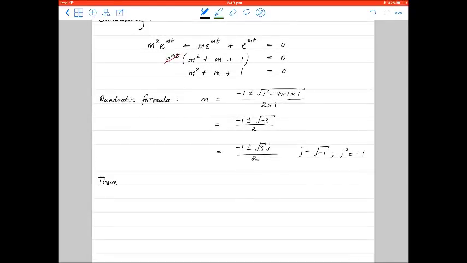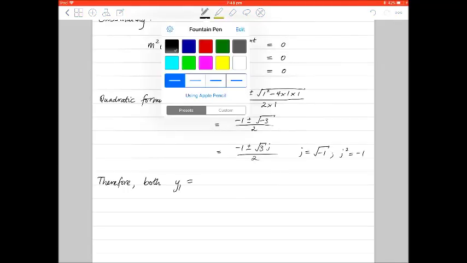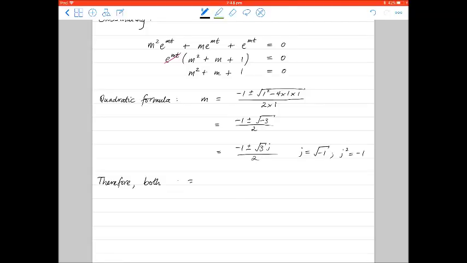Therefore y = e to the first root, taking the plus sign, so e^((-1/2 + (√3/2)j)t) is a solution, and the other root, e^((-1/2 - (√3/2)j)t), is also a solution.